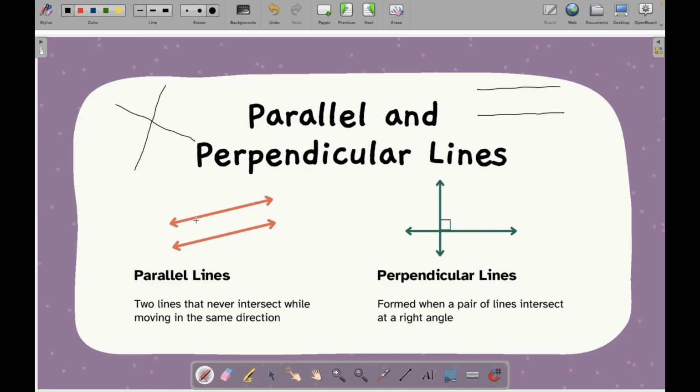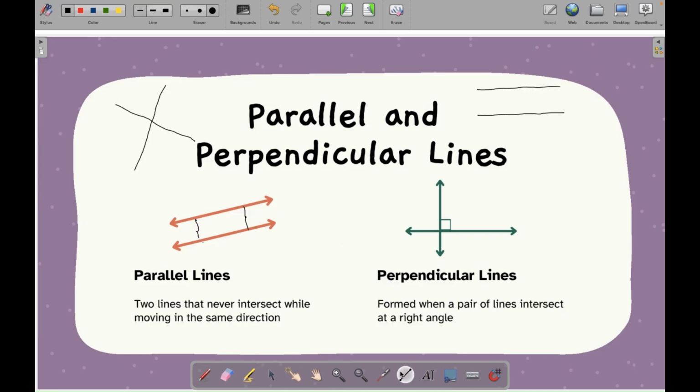When do they not meet? When you ensure that the distance between them at any point is the same. So if you measure the distance between them at this point, and if you measure the distance between them at this point, it will be the same. So that means they are parallel, they are never going to meet, or they are never going to intersect.